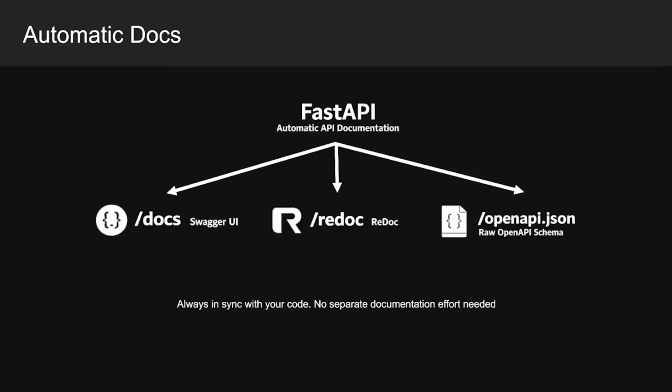Every FastAPI application comes with interactive documentation out of the box. Hit /docs in your browser and you get a fully functional Swagger UI, where you can read, test, and explore every endpoint. Hit /redoc for a cleaner reading view. The best part, this documentation is generated directly from your code. When you add a new endpoint or change a model, the docs update automatically. For teams building AI APIs that other developers or frontends will consume, this is a huge productivity win.